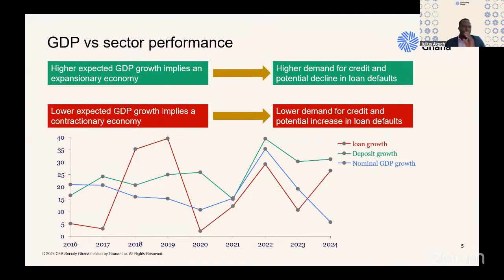But there's something I want you to know, and that is that the mobile money services, I mean the fintech companies, are also competing for the same deposit amount. So that's affecting the deposit trend. But largely, we can establish some relationship between the nominal GDP growth and the deposit growth, and by extension, the loan growth. And we're looking at this between 2016 and 2024. That's about a 9-year period, and the trend we are seeing is interesting.